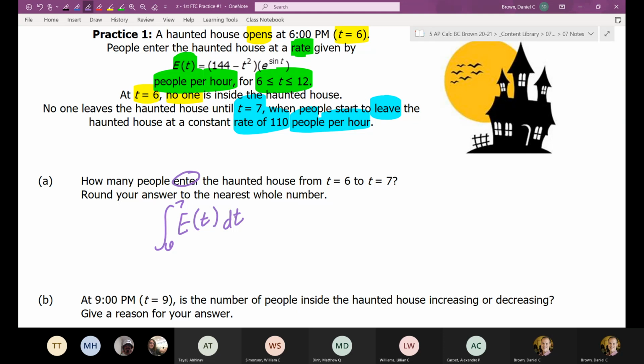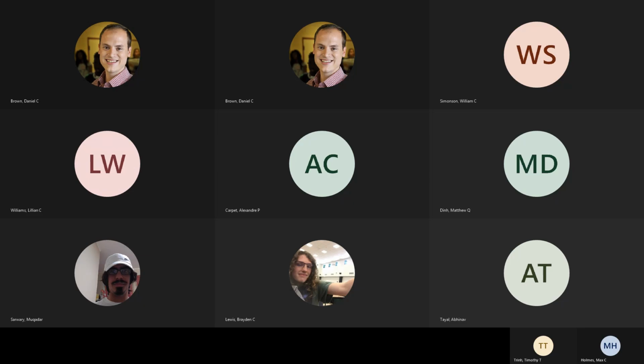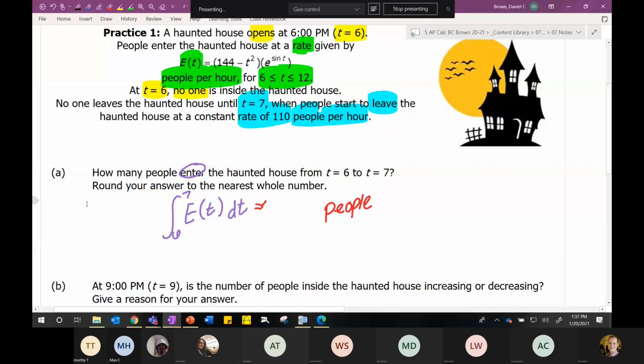It does ask us to find these, so I wanted to review how we use our calculator. We are going to round this to the nearest whole number. The units of measurement are going to be people. To get this into the calculator, again, make sure you are in radians. Then math 9 for most of your calculators is how you get to that menu.